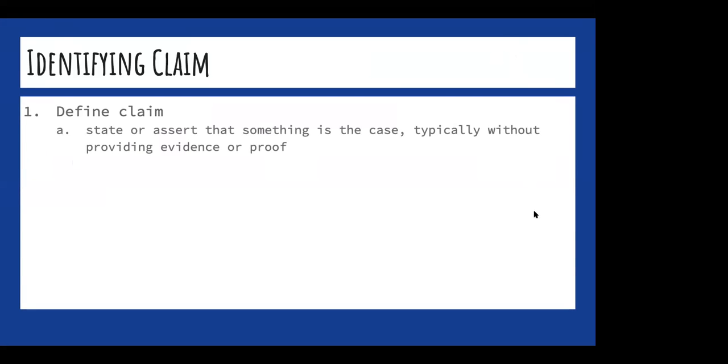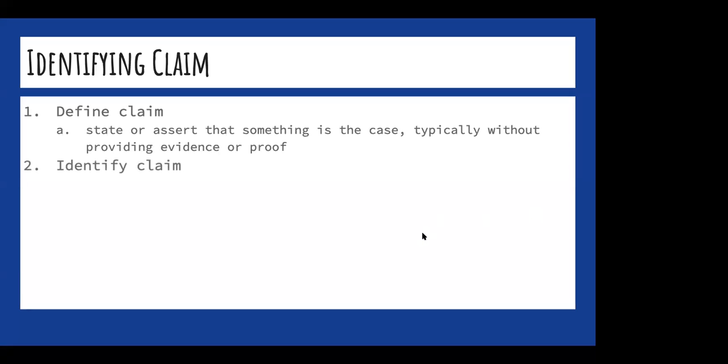Okay, so when we're teaching claim to students, we have to make sure that they understand that a claim is a statement or an assertion that something is the case. And usually it doesn't have evidence or proof, typically. So some people can make a claim about something, but then they have to go back in and support it. Another way to look at it is a claim is a statement that the person who is making it believes to be true. Okay. Whether it is true or not is not the case.